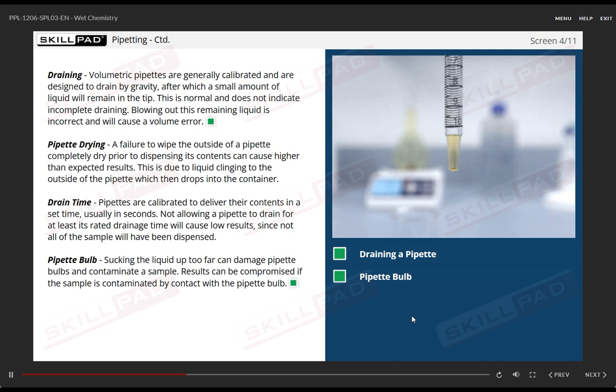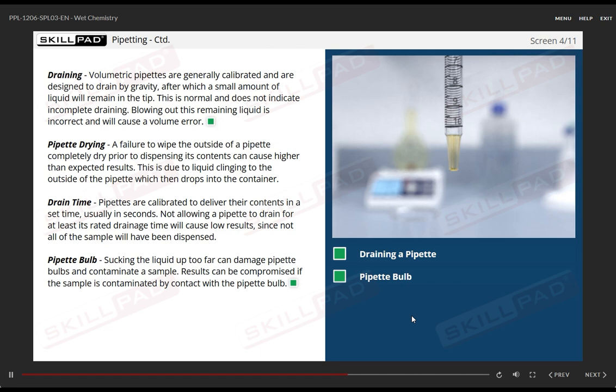Pipette drying. A failure to wipe the outside of a pipette completely dry prior to dispensing its contents can cause higher than expected results. This is due to liquid clinging to the outside of the pipette, which then drops into the container. Drain time. Pipettes are calibrated to deliver their contents in a set time, usually in seconds.